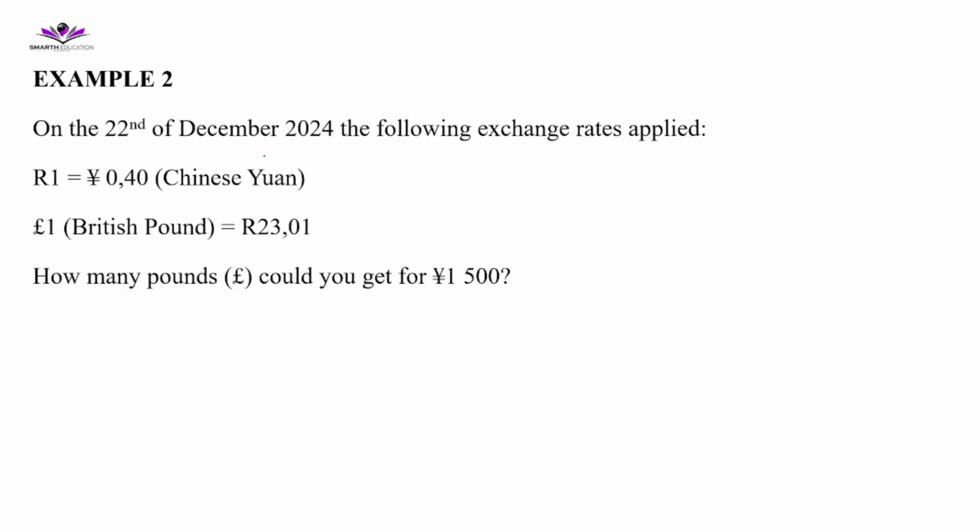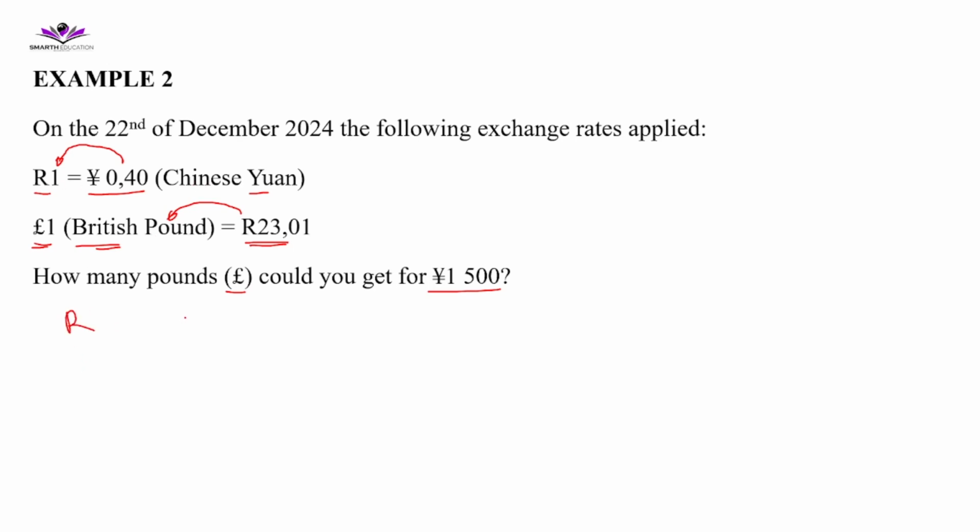On the 2nd of December 2024, the following exchange rates applied. 1 rand is 0.40 Chinese yuan, and then 1 pound is 23 rand and 1 cent. How many pounds could you get from 1,500 yuan? So now we want pounds. So we can convert 1,500 yuan, Chinese yuan to rands using this rate. And then after that, we convert rands to pounds. So let's start by converting Chinese yuan to rands.